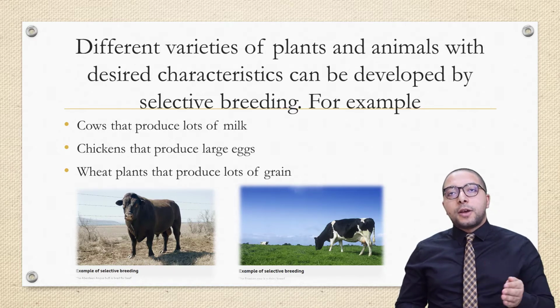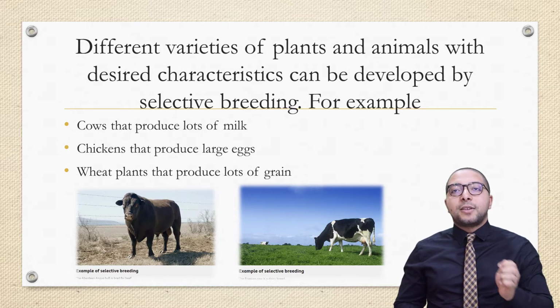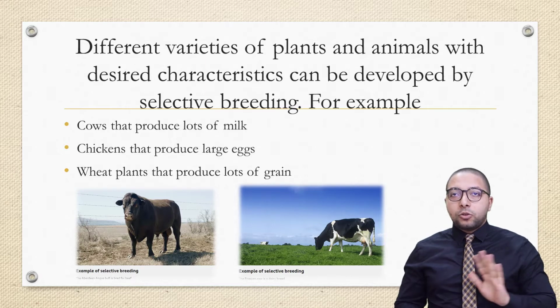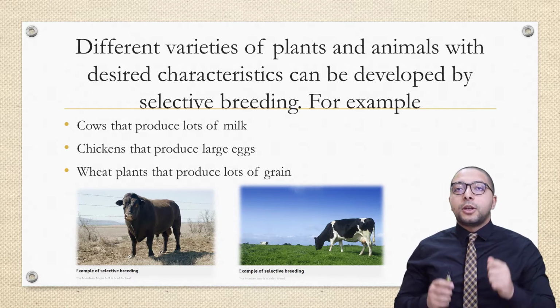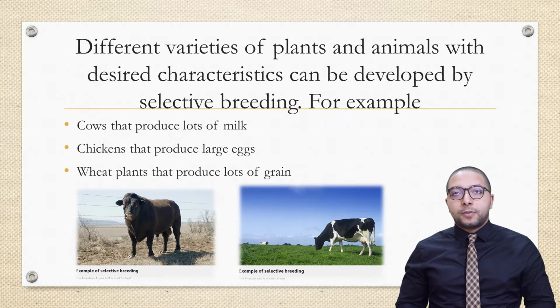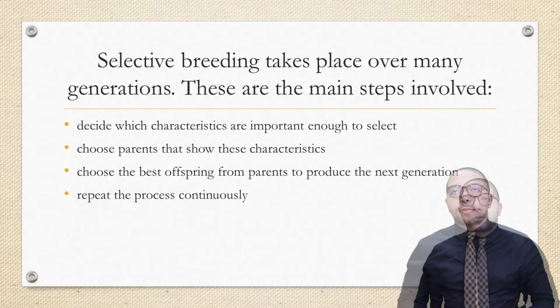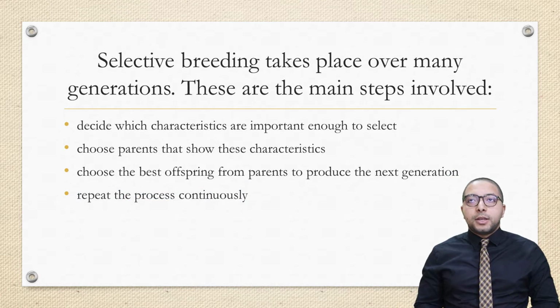All of these have taken place through selective breeding. Here I'm not talking about natural selection, I'm not talking about something which was made by the help of nature, but I'm talking about something that was supported by humans. Okay, so selective breeding takes place over many generations.